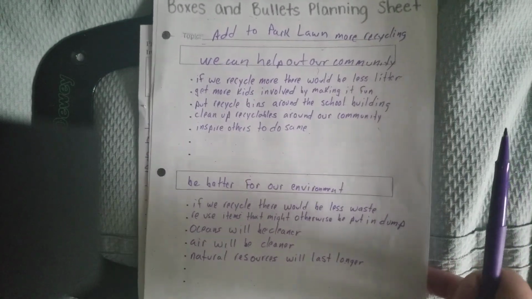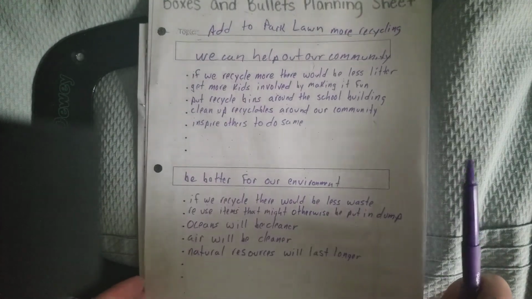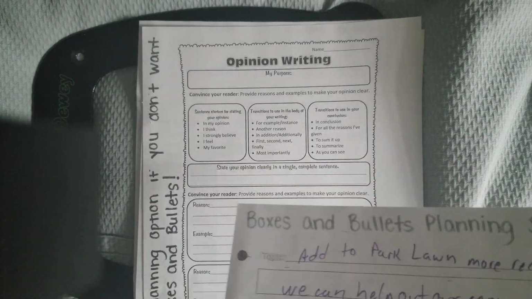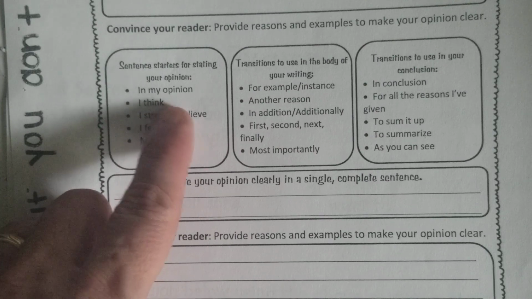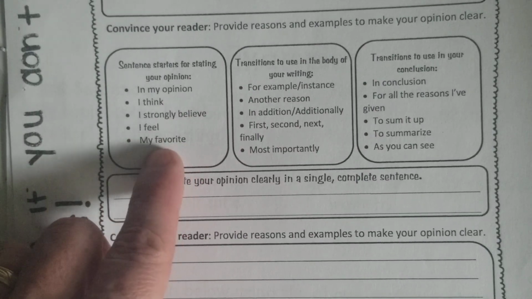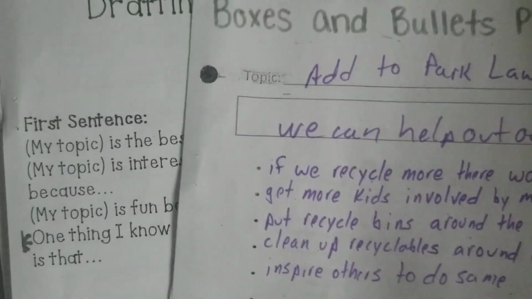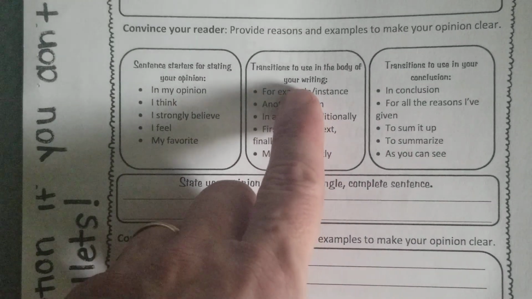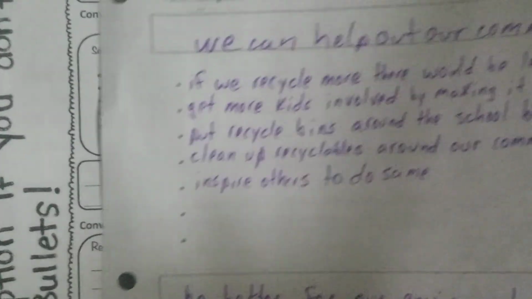And if you get to where you're typing this, like I've seen some other ones, you're not using some of the transition words. And if you look on the next page, there are some transition words, I'll blow this up a little bit, that you can see for some sentence starters here. In my opinion, I think, I strongly believe, I feel. And then there's some transition words that you can use on our sheet. For example, if we were to add more recycling, I didn't do that, but you definitely can use some of these sentence starters, these transition words. In addition, first, most importantly, you can even use those in your writing as well.